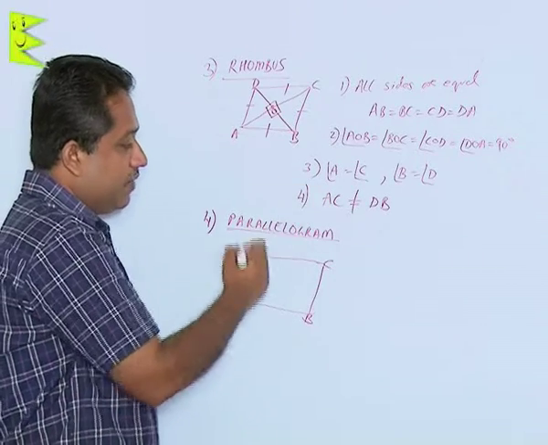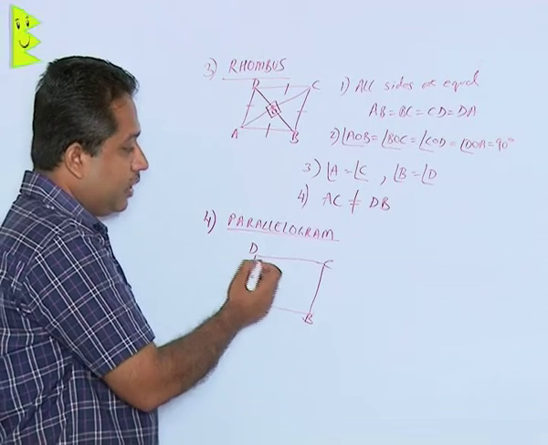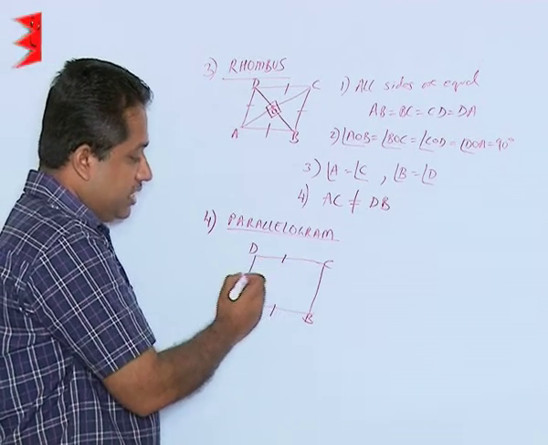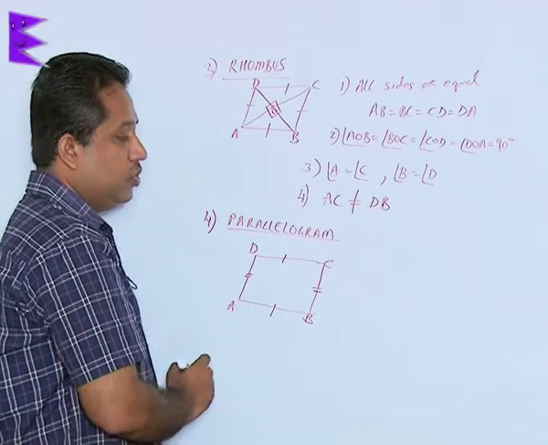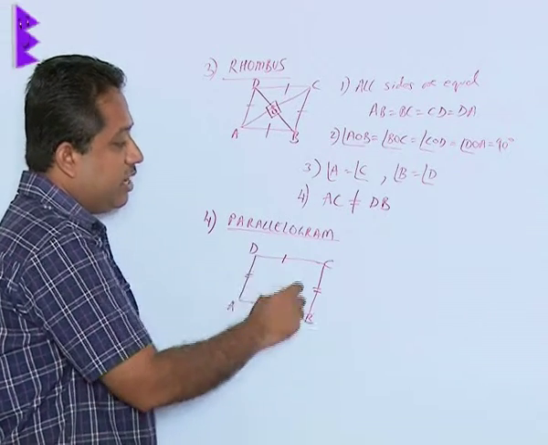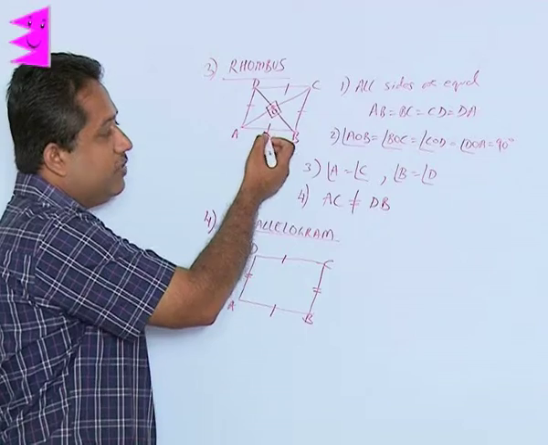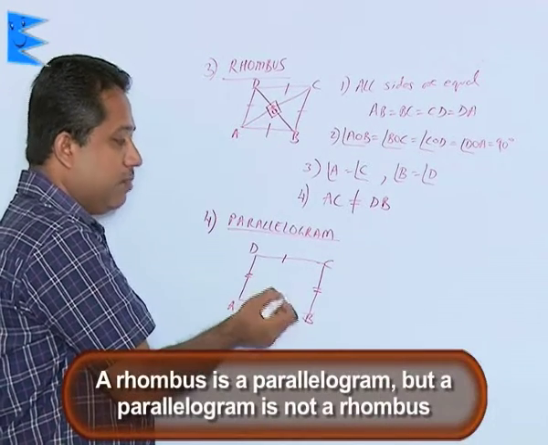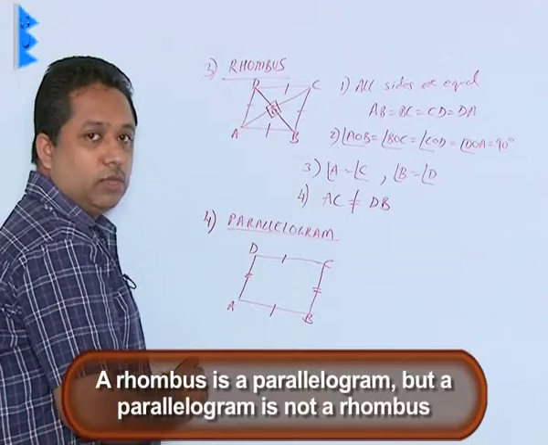How is it different from a parallelogram? A parallelogram is a figure in which opposite sides are equal. So, all sides are not equal here, but in a rhombus we saw that all sides are equal. So, a rhombus is a parallelogram, but a parallelogram is not a rhombus.